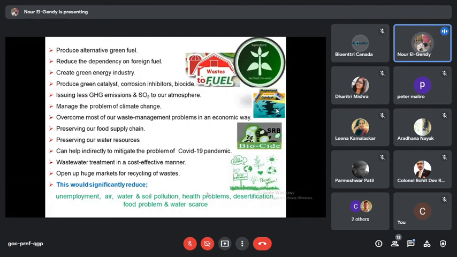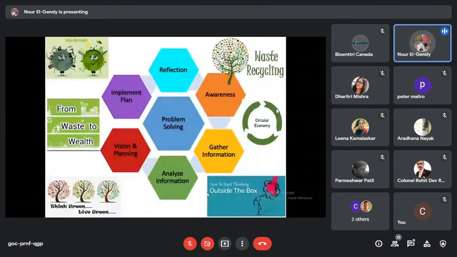Wastewater treatment in a cost-effective manner also can be achieved. Open up huge market for recycling of waste. This would significantly reduce unemployment, air, water, and soil pollution, health problems, desertification, food problems, water scarcity. So my recommendation is to increase the awareness of the importance of waste recycling in general to save our earth and increase the awareness of the concept of circular economy and how we can achieve it by applying the waste biomass in general, because waste is wealth.